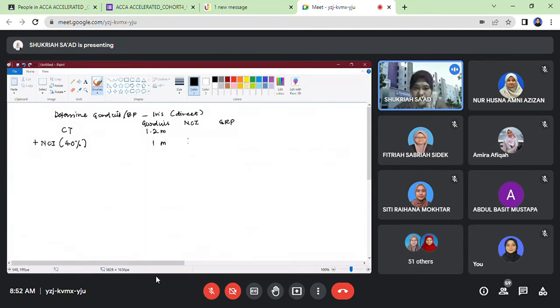So don't forget to transfer the column NCI 1 million minus fair value net asset of subsidiary, which is Iris at DOA. Amount is 2.5 million. Okay, how much? Berapa kelas?